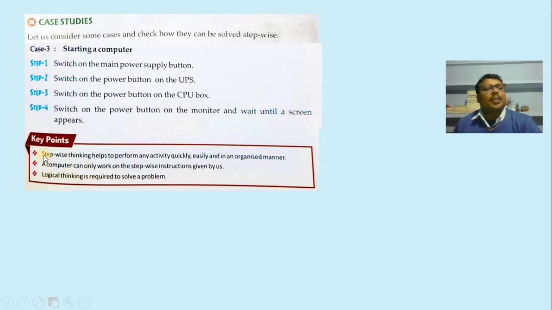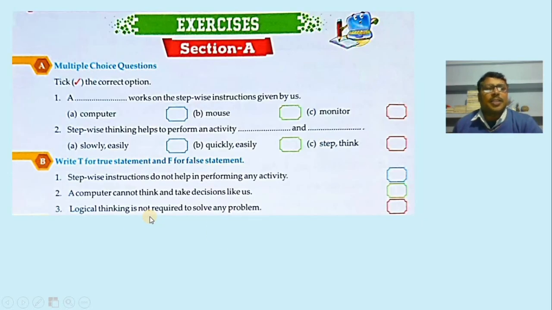You understand this in the key points here. Stepwise thinking helps to perform any activity quickly and easily and in an organized manner. A computer can only work on stepwise instructions given by us. Logical thinking is required to solve a problem. Now we move to the next section, the exercise section.